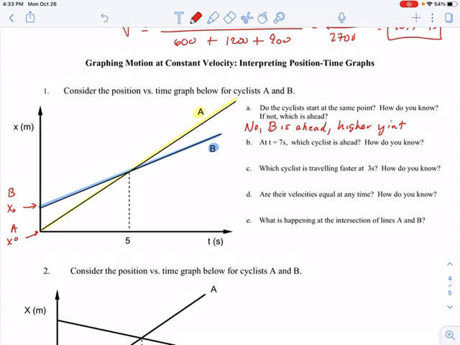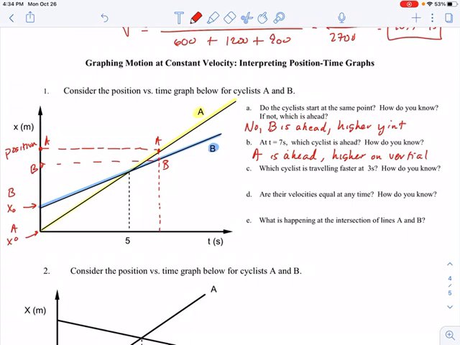At 7 seconds, which cyclist is ahead? Well, I don't know exactly where 7 is, but I know it's past 5. So I'm going to sketch this. And what I can see is that A is ahead of B. And I know that because it's higher on the vertical axis. If I go this way, this tells me position, and I can see that A has a higher position than B.